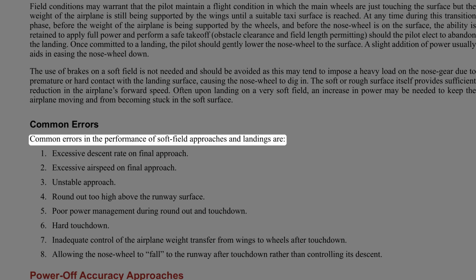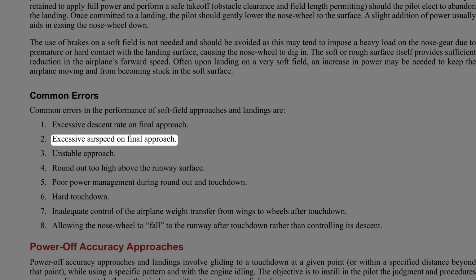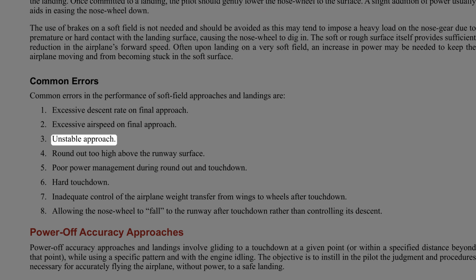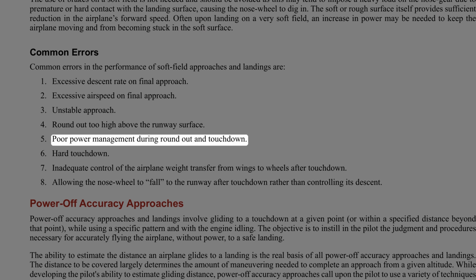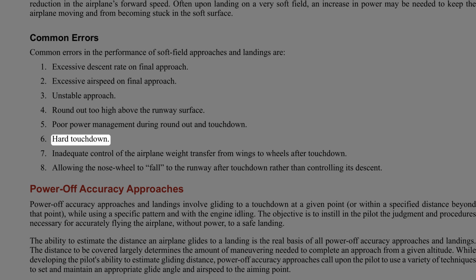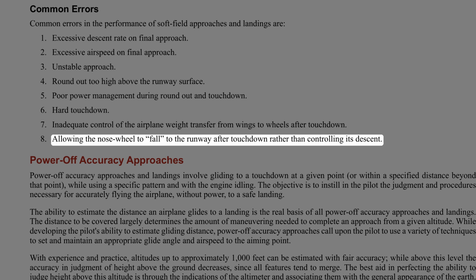Common errors. Common errors in the performance of soft field approaches and landings are: excessive descent rate on final approach, excessive airspeed on final approach, unstable approach, round out too high above the runway surface, poor power management during round out and touchdown, hard touchdown, inadequate control of the airplane weight transfer from wings to wheels after touchdown, allowing the nose wheel to fall to the runway after touchdown rather than controlling its descent.